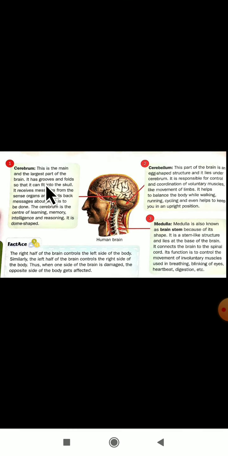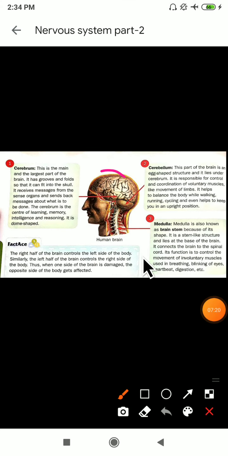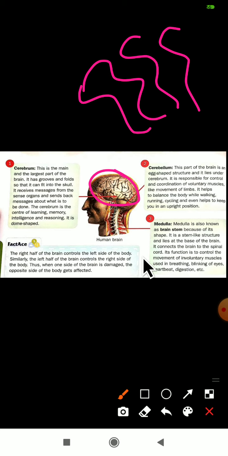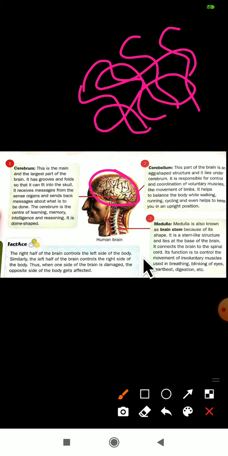It has grooves and folds so that it can fit into the skull. Yes, can you see? This is the cerebrum and it has folds here. What do we call these? Grooves. This structure we call grooves, and it has folds also. Why does it have folds? Because it has to fit into our skull. So it has grooves and folds.